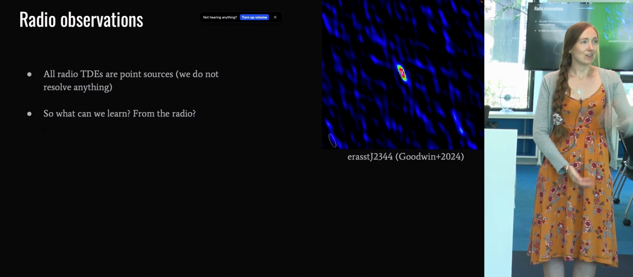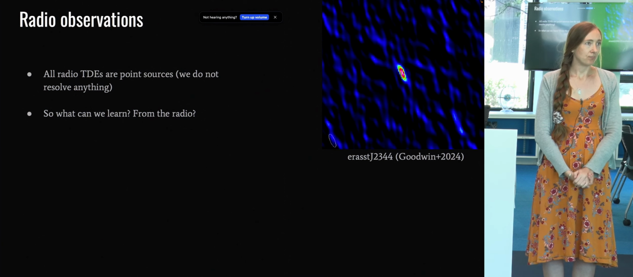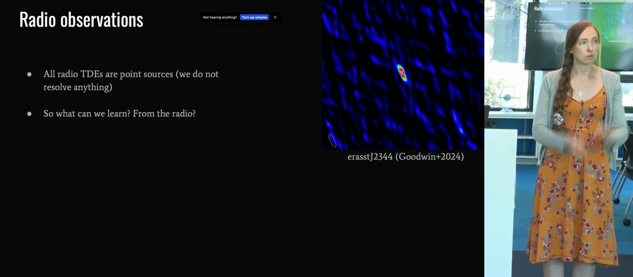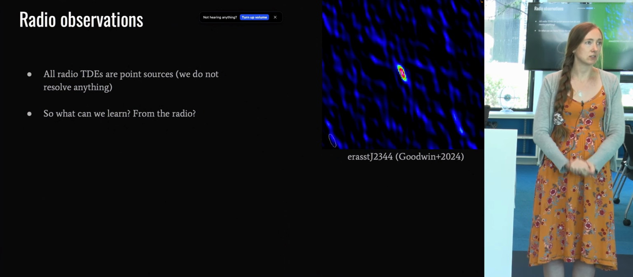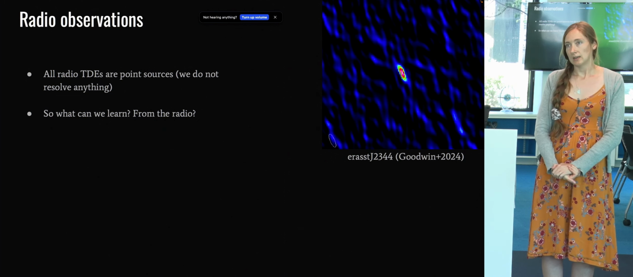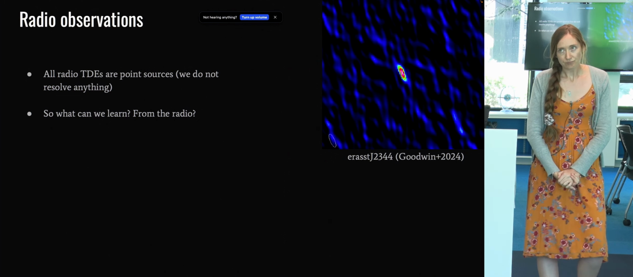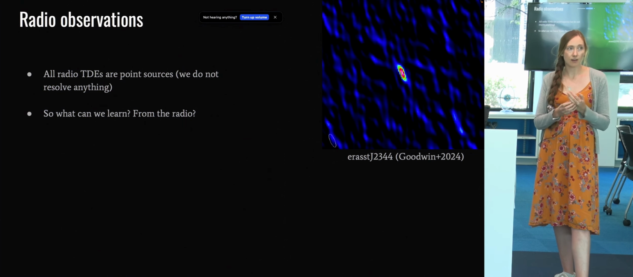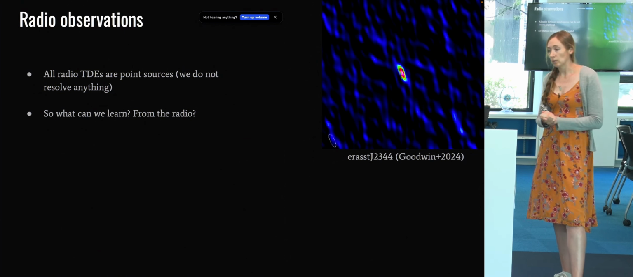And this is what they look like in the radio when we image them. This is an ATCA image, so the beam is a little bit elongated, which is why it looks slightly oval and not like a perfect circle. But we're not resolving any structure at all. All we're seeing is a single point source. So how can we learn things about the size and the evolution of the outflow if all that we're seeing is a single point source?